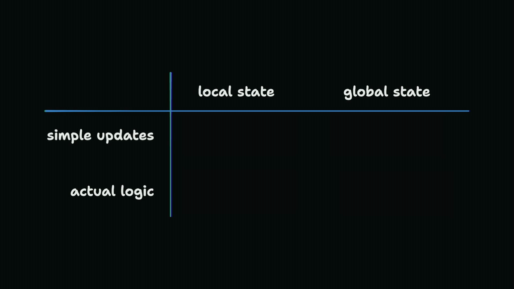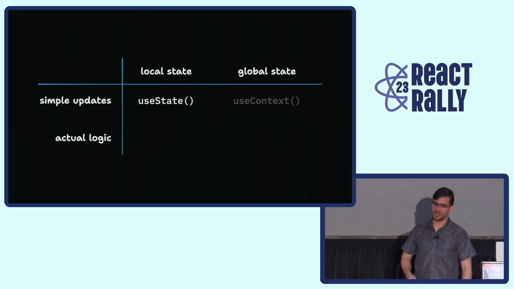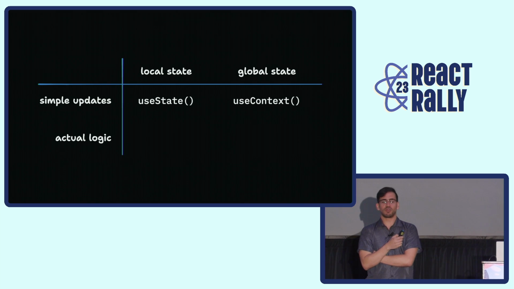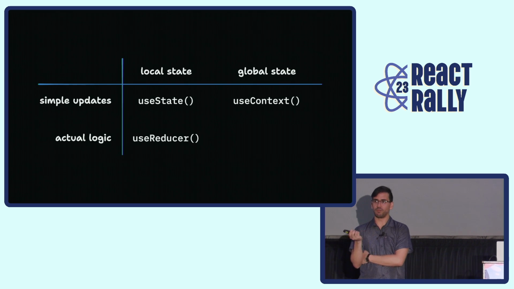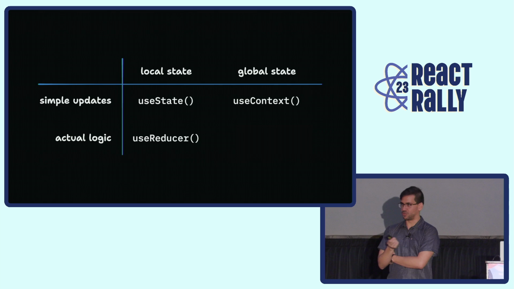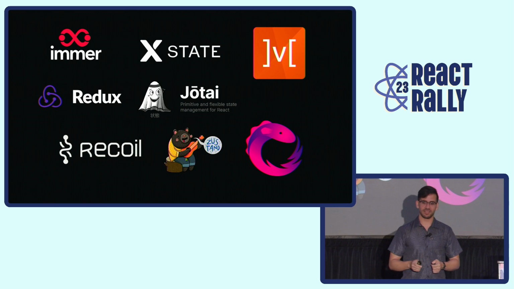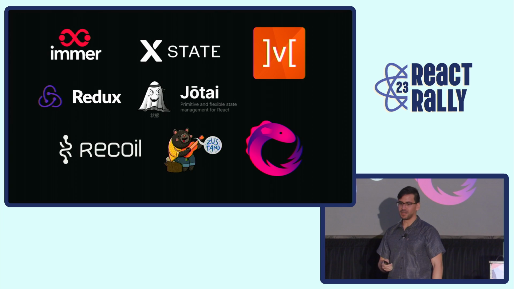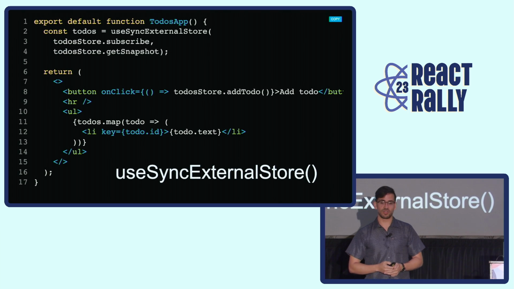All right, pop quiz: local state and simple updates. What hook is that? useState, yep. How about globals? I just gave you the answer: useContext, right? How about local state and actual logic? useReducer. Okay, cool. We have one more thing, which React will certainly fill. What's the last one? Yeah, sort of. I just put question marks here because React is a little bit weird about that, and that's why, honestly, so many state management solutions have popped up to basically fill that gap. But yeah, you're right. useSyncExternalStore.